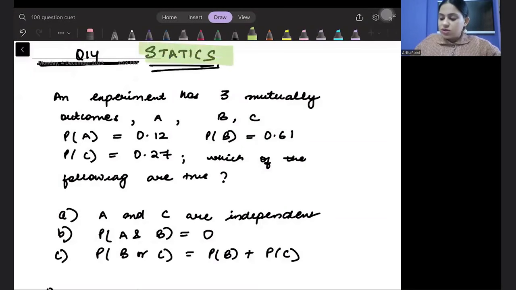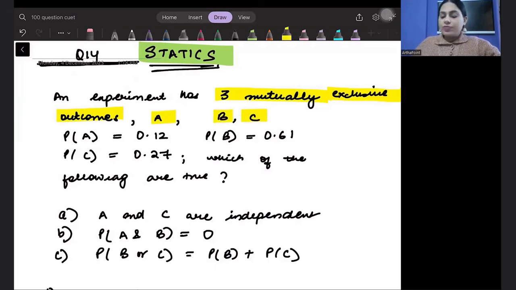Let us read the question, beta. It says an experiment has 3 mutually exclusive outcomes. Here the word has been left out, please write down, mutually exclusive outcomes. Mutually exclusive outcomes A, B, and C. Probability of A, B, and C is given to you. Which of the following statements are true?